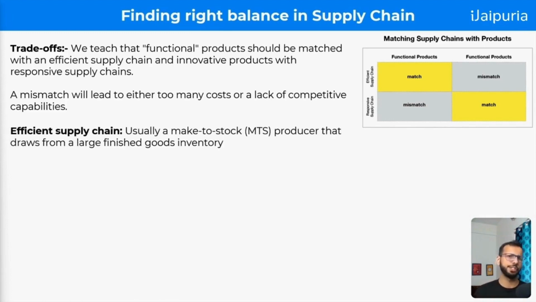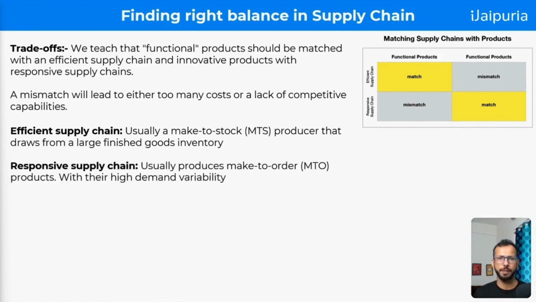The efficient supply chain normally follows make to stock, where producers produce a large quantity of products that have a stable demand, and they maintain a very minimal inventory. The responsive supply chain follows make to order, which has high variability, and they store a large amount of inventory. We'll discuss MTS and MTO in the coming videos.